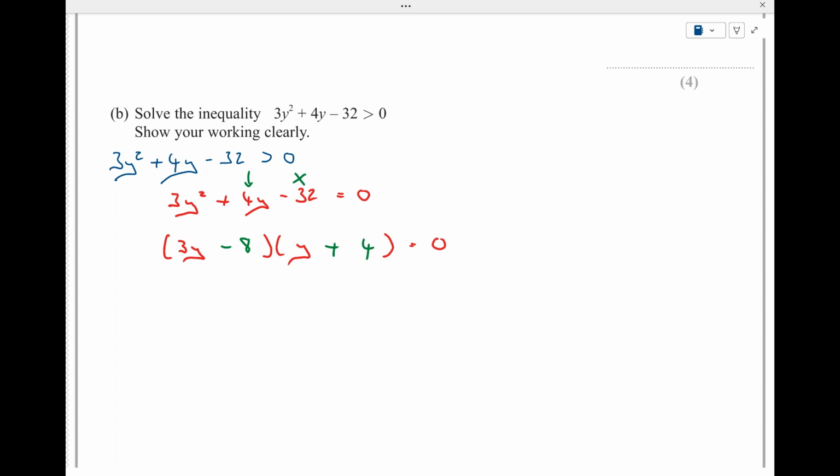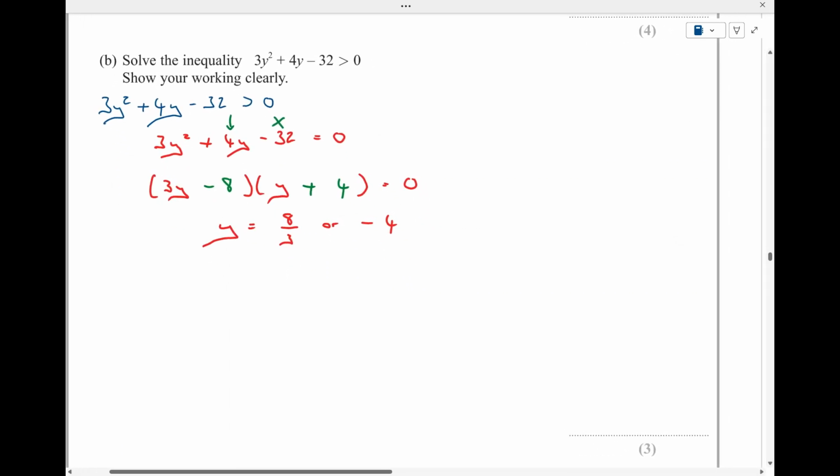altogether. And so my solutions for the equation, the values of y which make 3y squared plus 4y minus 32 equals 0, are y equals 8 over 3 or minus 4. But as I say, you could have used the formula just as easily to work out those critical values of y. Now, I'm going back to the inequality now.